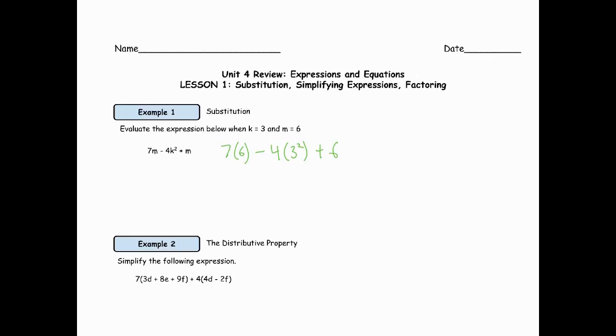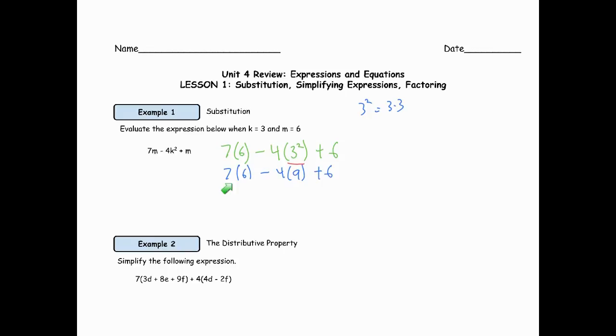And now we just need to evaluate the expression using order of operations. So I take a look, and my first step, since there's nothing to do inside the parentheses, is to evaluate the exponent, the 3 squared. And if we do that, 3 times 3, remember 3 squared is 3 times 3, not 3 times 2. So 3 squared is 9. So now we have 4 times 9 at that part of our expression. So rewriting the expression, we have 7 times 6 minus 4 times 9 plus 6.